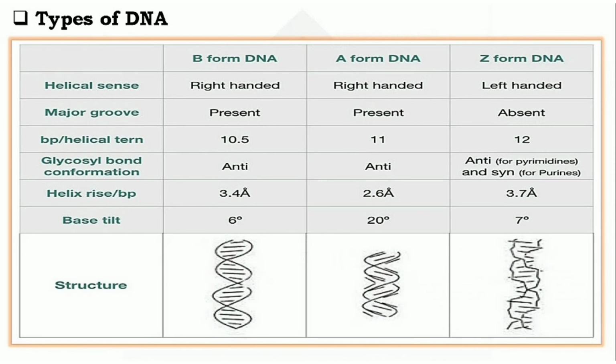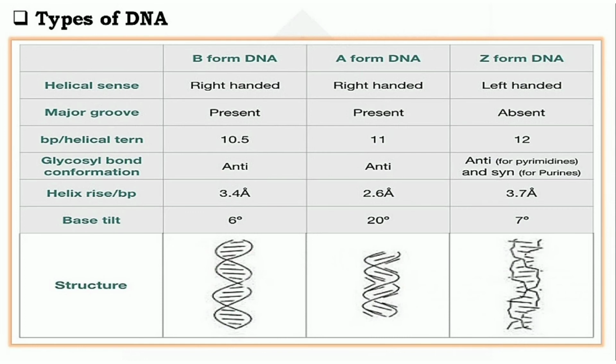Next, we will be looking into the types of DNA. As we know, there are three types of DNA: A form, B form, and Z form. So we will be looking into some of the aspects of these three forms of DNA, and we will compare them. First, we will be talking about helical sense. For B form of DNA, it is right-handed. For A also it is right-handed, but for Z form of DNA, it is left-handed.